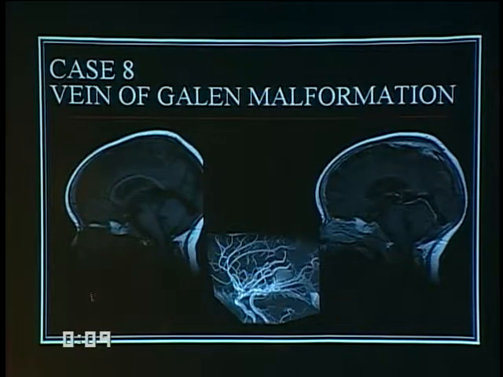Okay, we've looked at this vein of Galen malformation already. This is just a different view showing the venous signal in the aneurysm and the straight sinus.